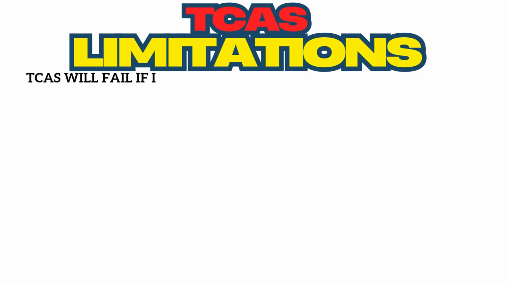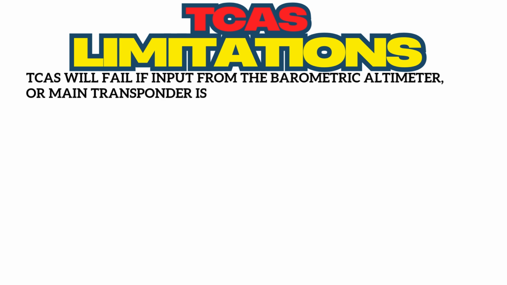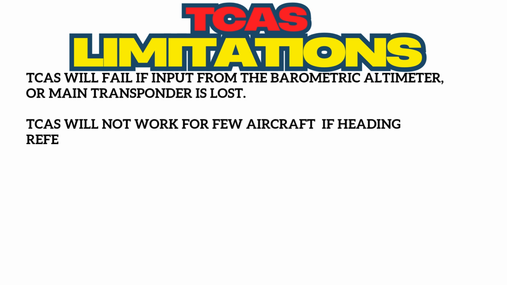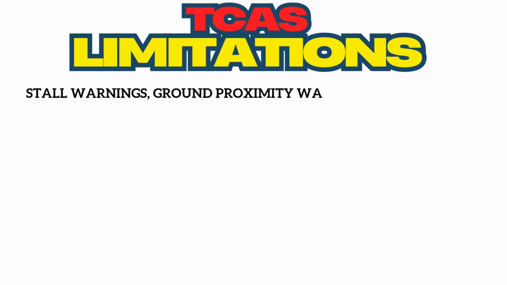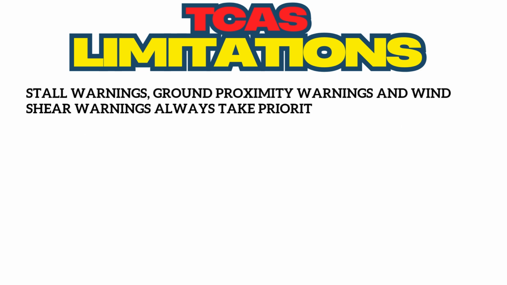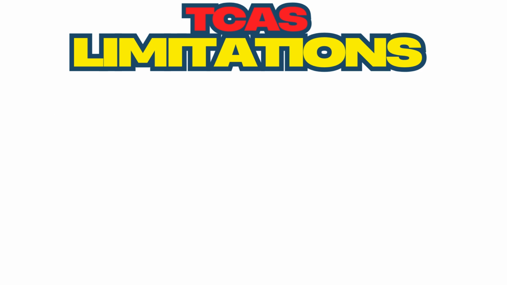TCAS will fail if input from the barometric altimeter or main transponder is lost. In some aircraft, a loss of other air data systems or heading reference systems can also result in a loss of TCAS. Stall warnings, ground proximity warnings and wind shear warnings always take priority over TCAS.